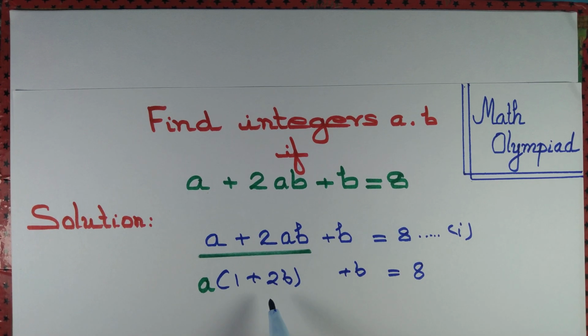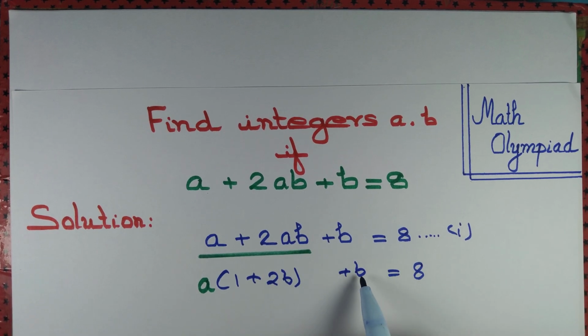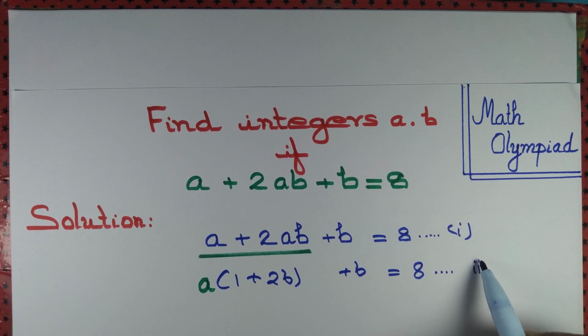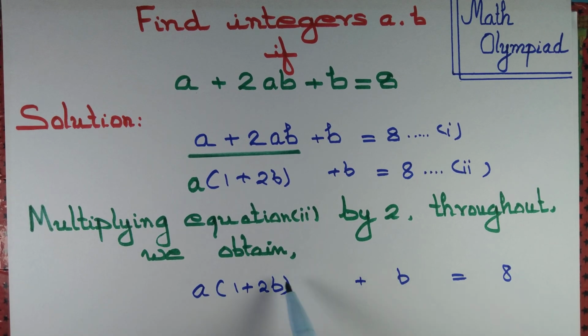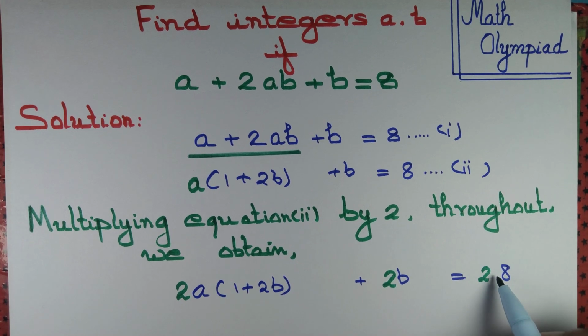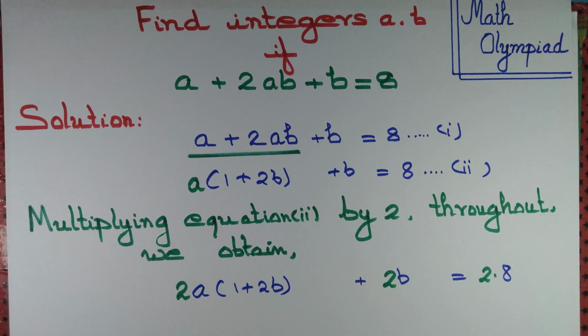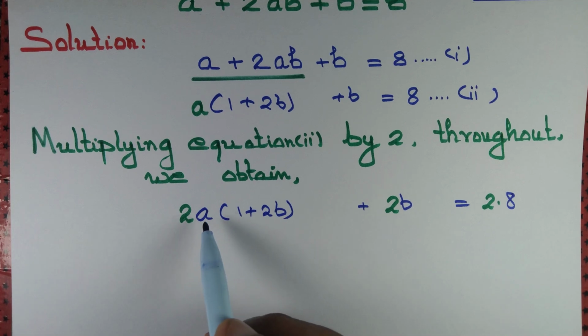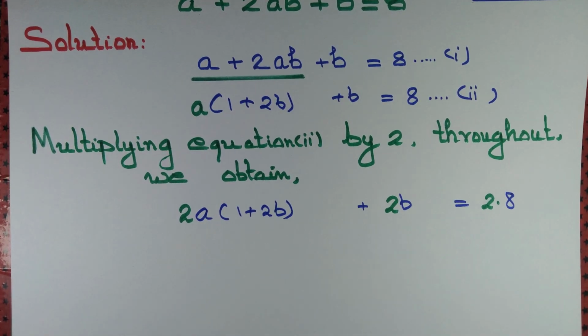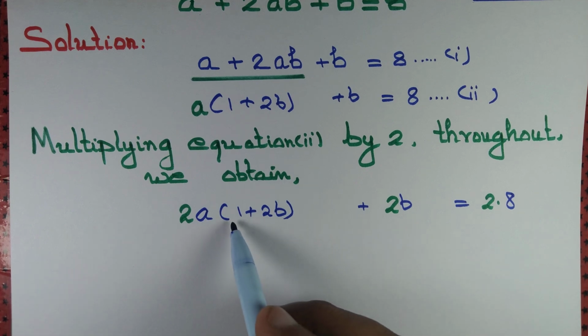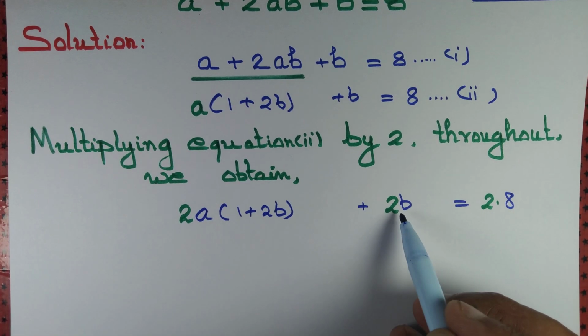Now, still we are not able to factorize the left hand side, but you see that we have 2b here and just b here. So let's multiply this equation, say equation 2, by 2 throughout. We are simply multiplying this equation by 2 to get 2a times 1 plus 2b, plus 2b, equal to 2 into 8. You can see that we have nice numbers like 2a, 2b, and 2b only. But still we are not able to factorize. You can see that we have 1 plus 2b here, but just 2b here.